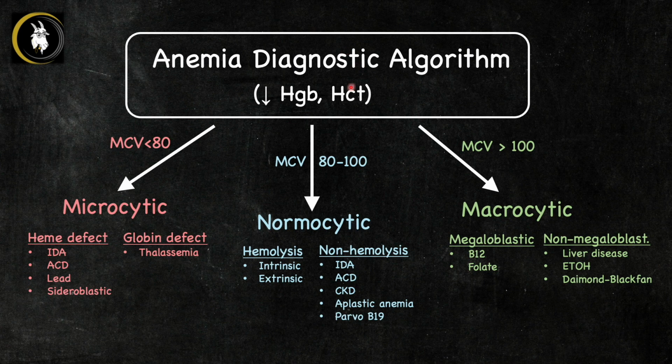And so this is what the algorithm will look like. We have anemia, which is a low hemoglobin and hematocrit. If MCV is less than 80, it's microcytic, and these are the causes. If MCV is between 80 to 100, it's normocytic, and these are the causes. And if MCV is greater than 100, it's macrocytic, and these are the causes.